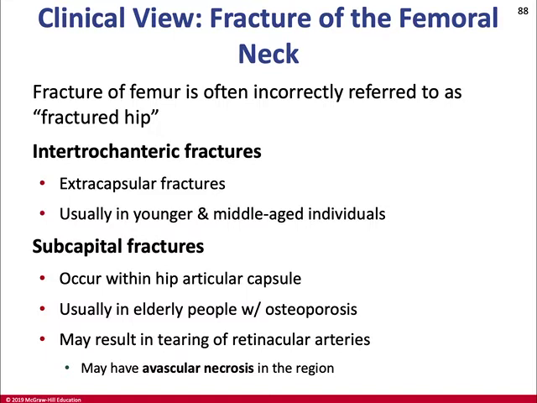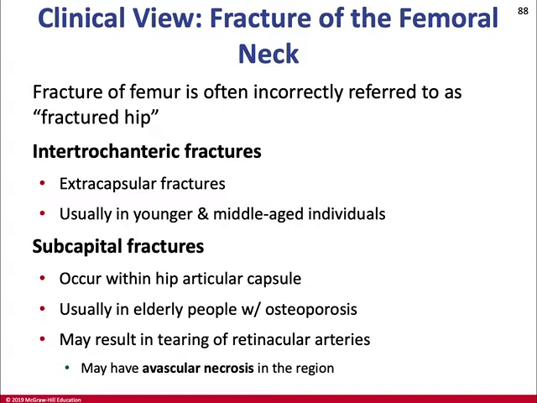Fractured hip includes things like intertrochanteric fractures. There the extracapsular fracture occurs usually in young and middle-aged individuals, usually the result of trauma. Subcapital fractures occur within the hip's articular capsule, primarily in elderly people that have osteoporosis. So this is an example of what we would call a pathologic fracture, something that doesn't become obvious until the break happens, and that reveals underlying disease, in this case, the softening of bone.